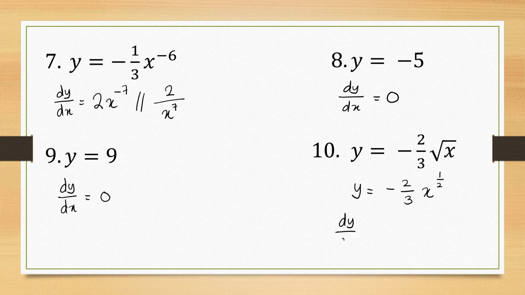So dy over dx equals, power bring in front, so 1 over 2 multiplied by negative 2 over 3. You will get negative 1 over 3. So negative 1 over 3 x power decreased by 1. So 1 over 2 minus 1, you will get negative 1 over 2. So you have to simplify your answer. So x you bring as a denominator. So negative 1 over 3 square root of x.